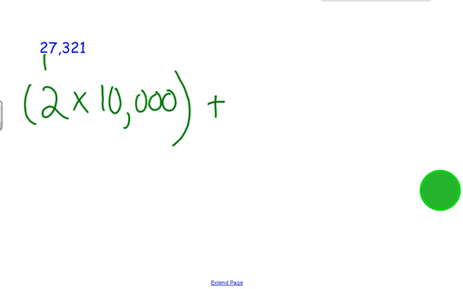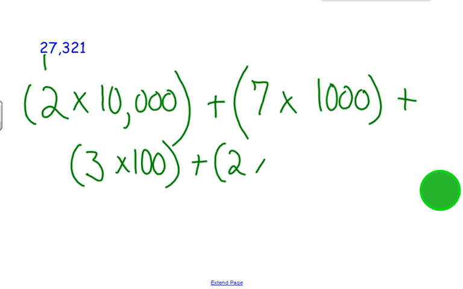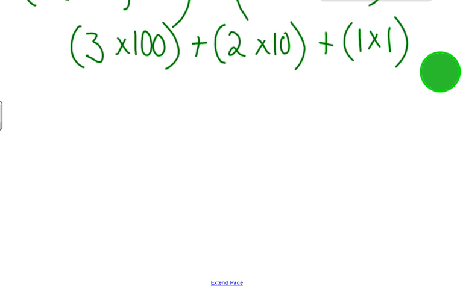All right. Then we're going to add our 7,000. That would be 7 times 1,000. And then we're going to add 3 times 100. And then our second 2 times 10. And finally, our last one, which is 1 times 1. And so here we see an expanded notation of the number 27,321.